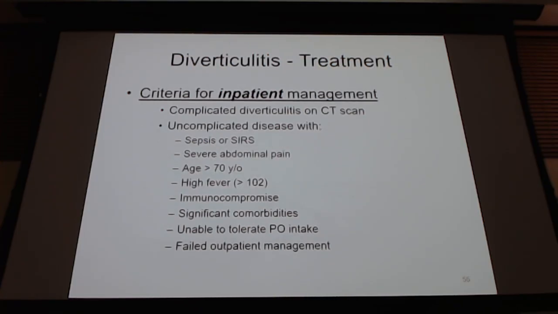So here's your criteria for inpatient treatment. Complicated diverticulitis on CT, it'll say that. I'm going to give you a Hinchey score on that. So obviously if sepsis, we don't send those people home. I don't like sending people home with abnormal vitals, period. Severe abdominal pain that we can't get under control. And then we have people that are really old, high fevers, immunocompromised, comorbidities. We can't get somebody PO tolerant. We can't send them home if they can't keep anything down. And then again, if they fail that outpatient management.